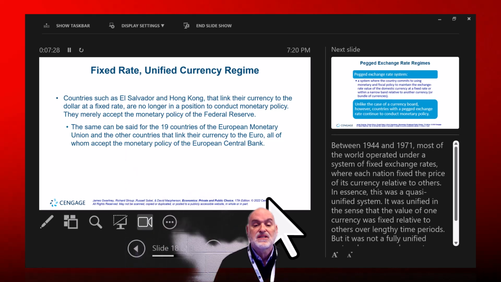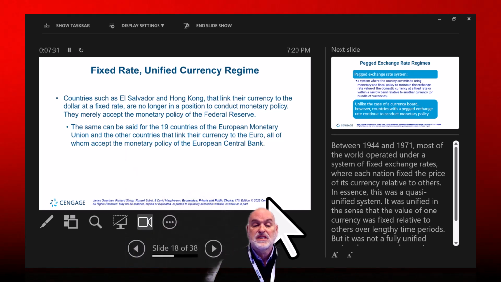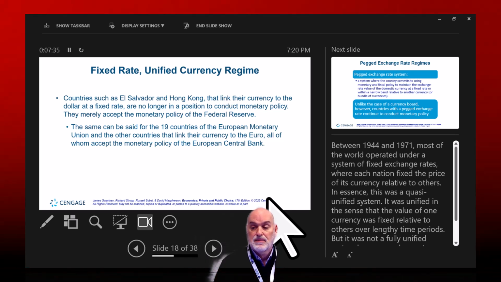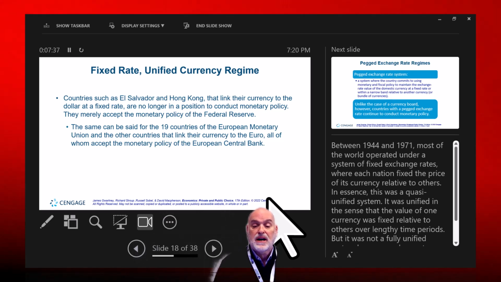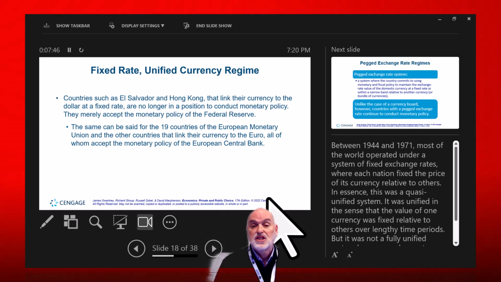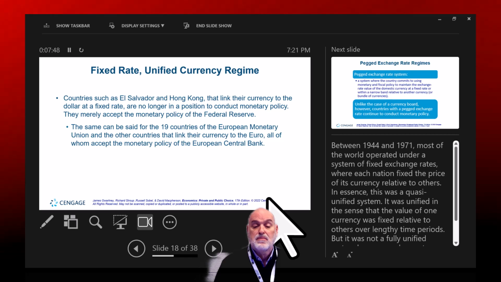Countries such as El Salvador and Hong Kong that link their currency to the dollar at a fixed rate are no longer in a position to conduct monetary policy. They merely accept the monetary policy of the Federal Reserve. The same can be said for the 19 countries of the European Monetary Union and the other countries that link their currency to the euro, all of whom accept the monetary policy of the European Central Bank.